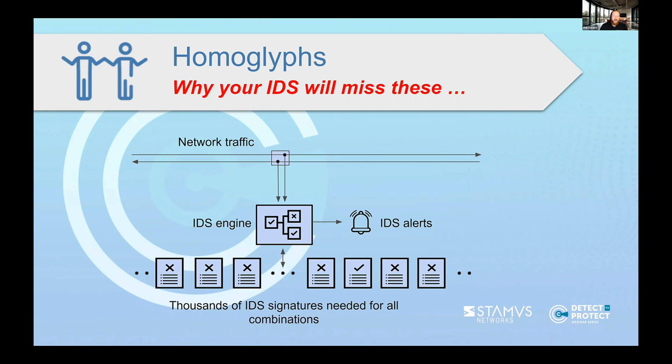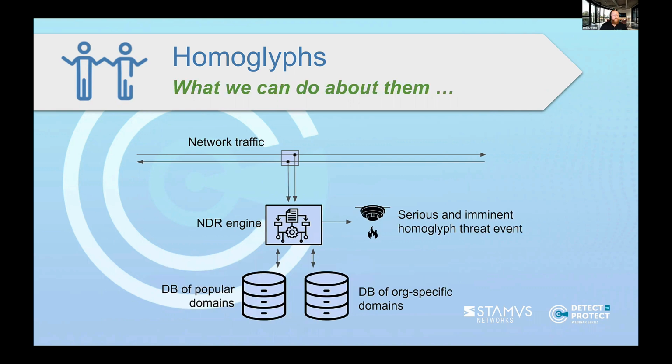So if it was even possible to write that nearly infinite number of rules, the IDS would still fail to be capable of storing that many rules and effectively checking the traffic against them, especially in a high-speed environment, right? So this is what we're talking about here. The potentially infinite number of combinations that can be utilized for creating a domain name, utilizing a homoglyph technique and different Unicodes for those characters. So what can we do about them?